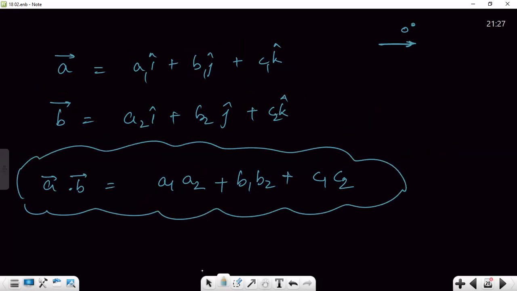Two vectors are given. Any questions? Yes or no? No, sir.